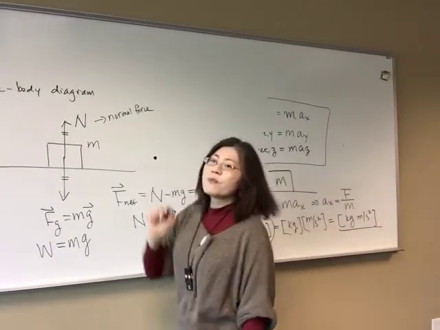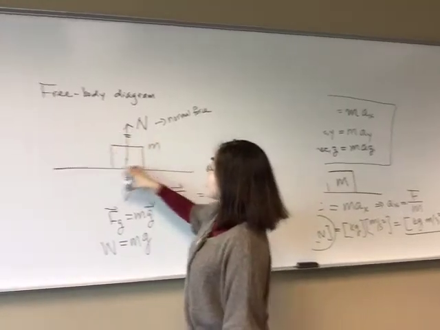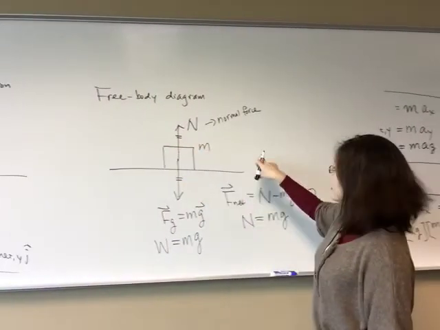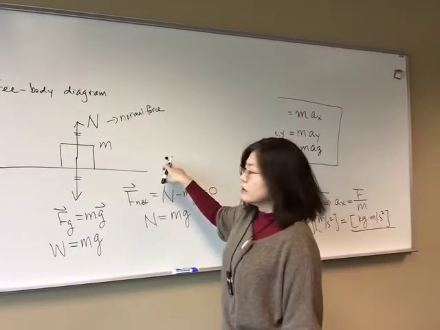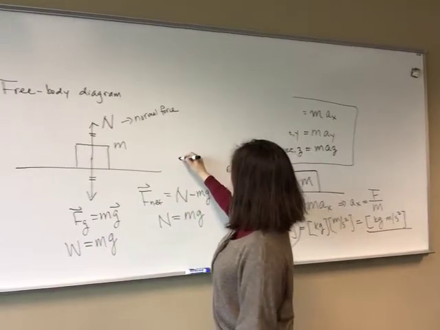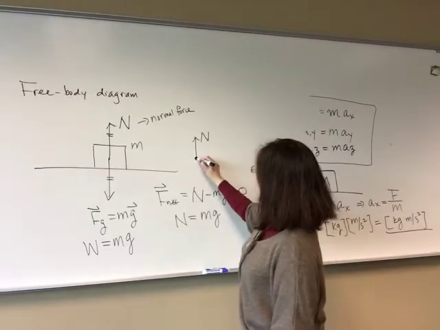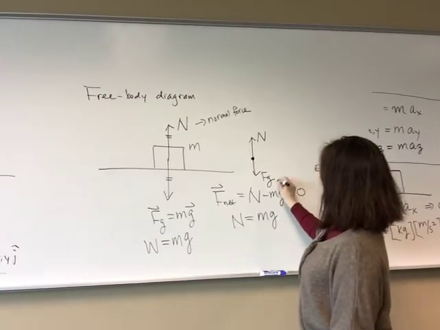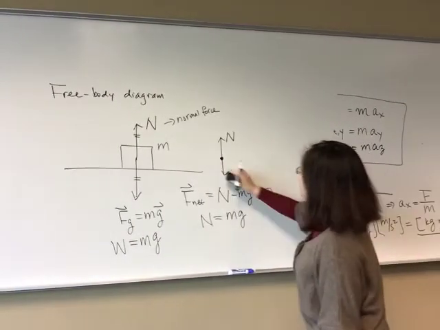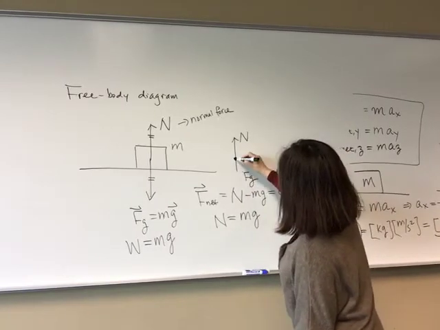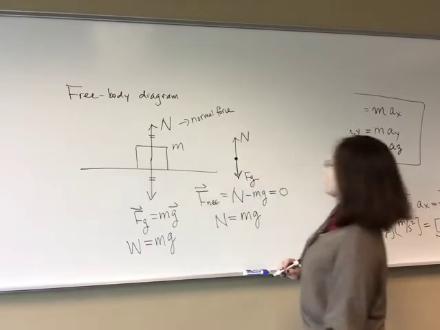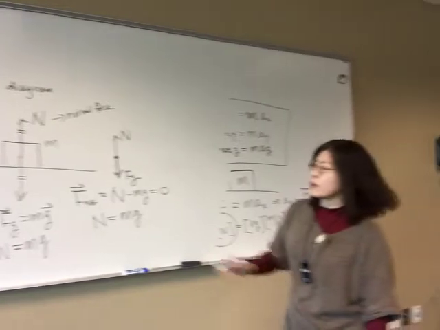In order to draw a free body diagram, I consider this object and collapse it, and then use this dot to indicate that's the object. And then the forces acting on the object: I have an upward normal force, and I have the downward gravitational force. They should have the same magnitude but opposite in direction, so they cancel each other. Okay, so this is how you draw the free body diagram.